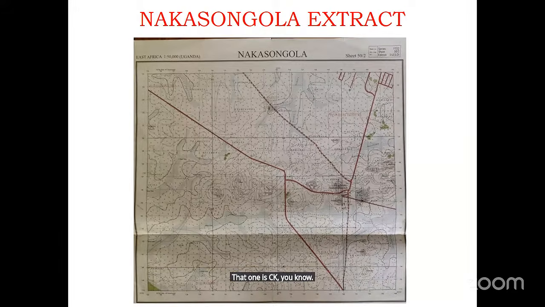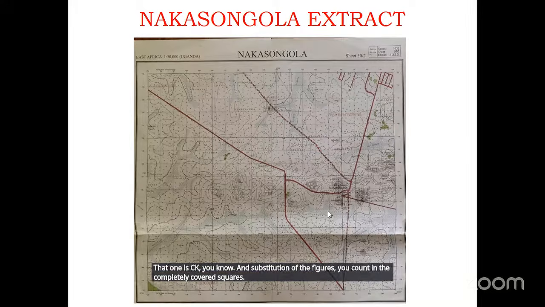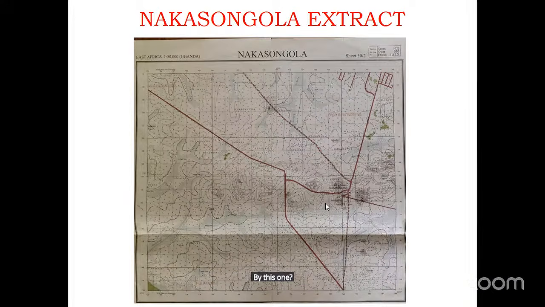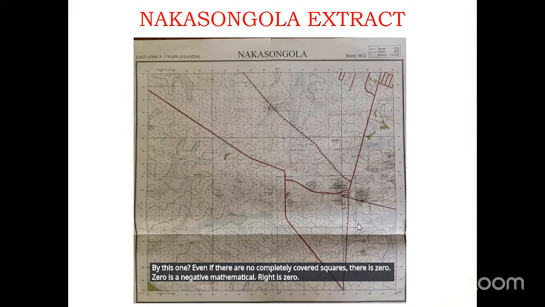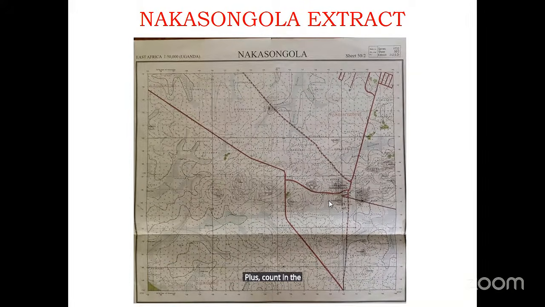And then substitution of the figures: you count the completely covered squares by the swamp. Even if there are no completely covered squares, there is 0. 0 is a mathematical digit, right? 0 plus count the incomplete squares. If you get 12, you put it over 2. 12 divided by 2, you get 6. 6 plus 0 complete squares, you get 6 squares.